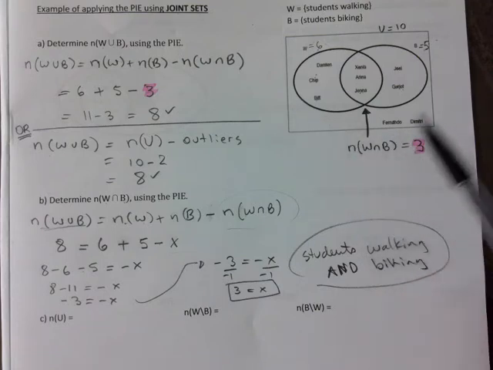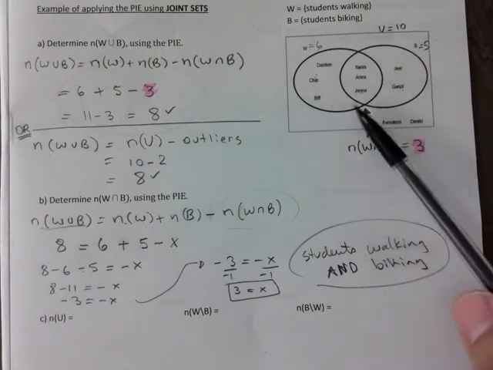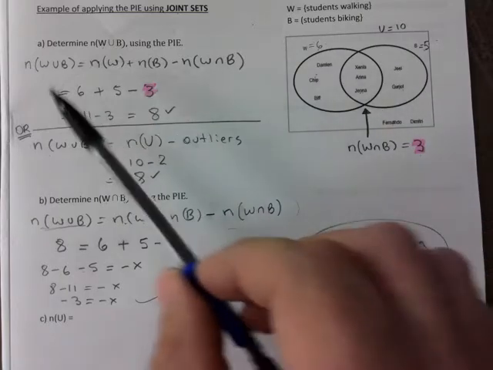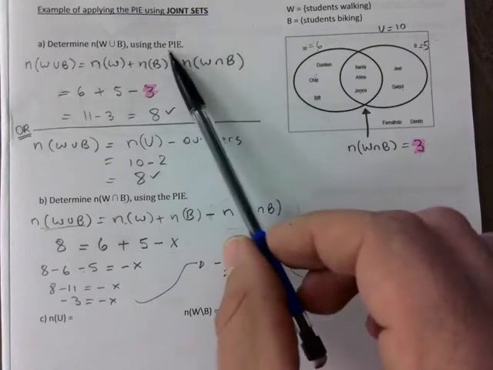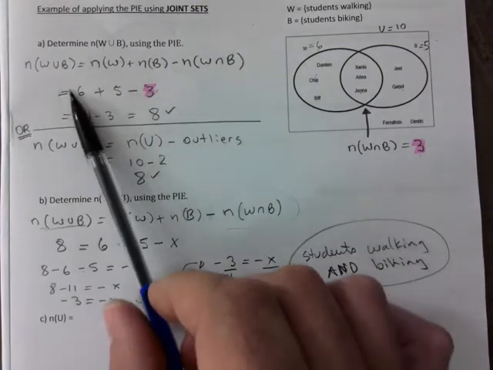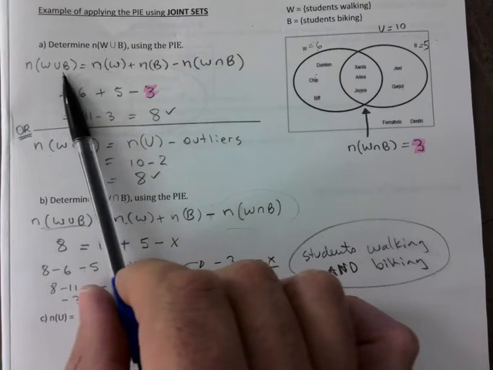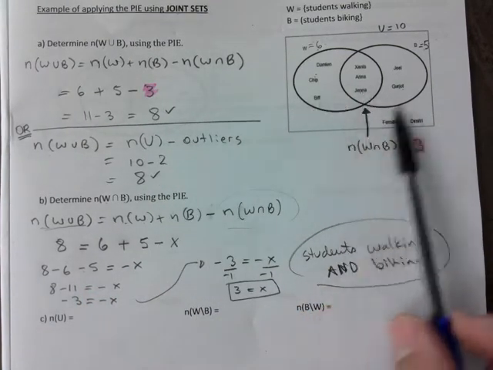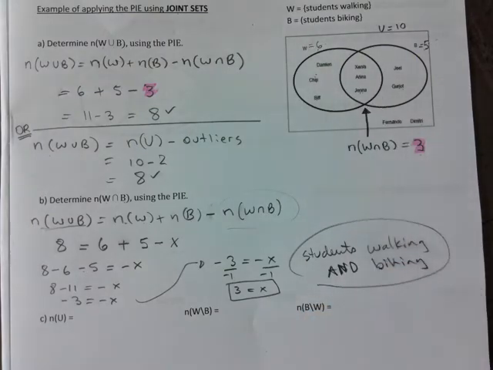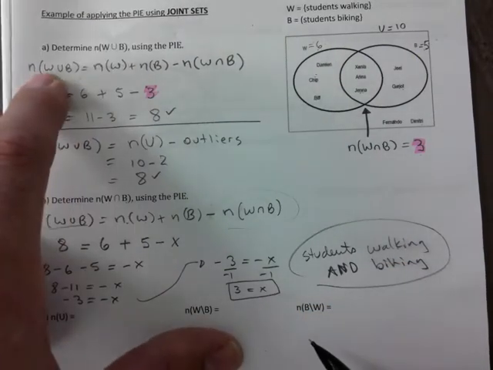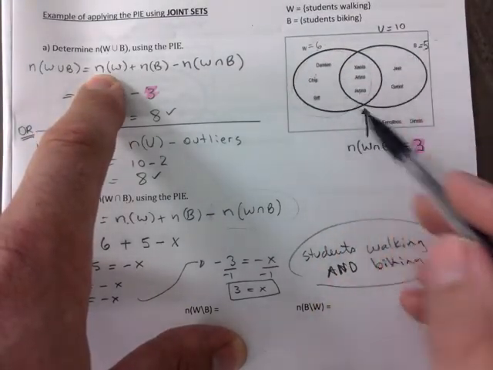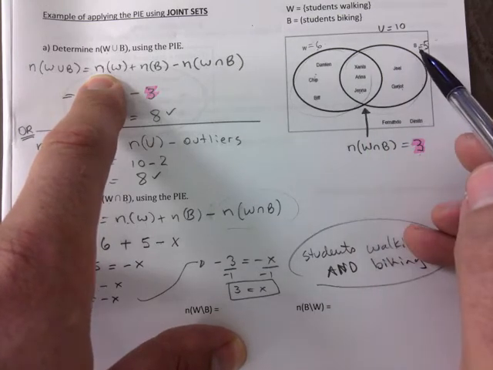Information was given. This is a completely filled in Venn diagram. And so we used it to also show that the principle of inclusion and exclusion, that formula that I gave you, if you use it correctly, you actually end up getting the exact same information here. And just to be sure, when you're trying to find the union, if you were to just add 6 and 5, that would get you 11.